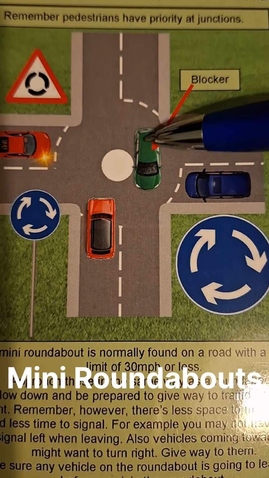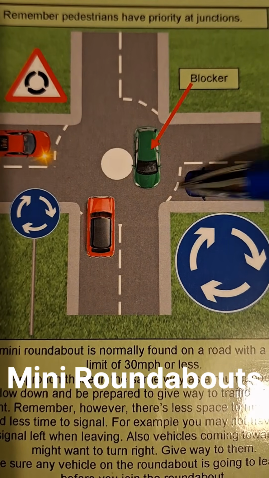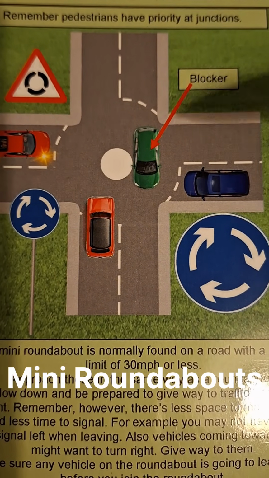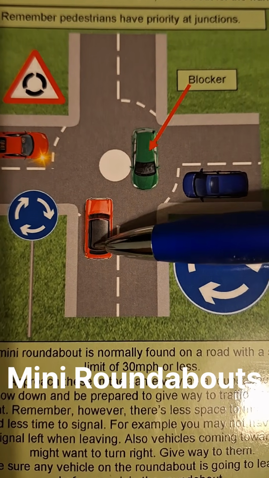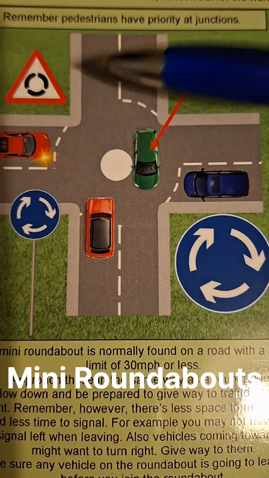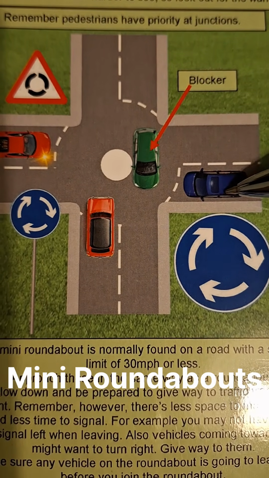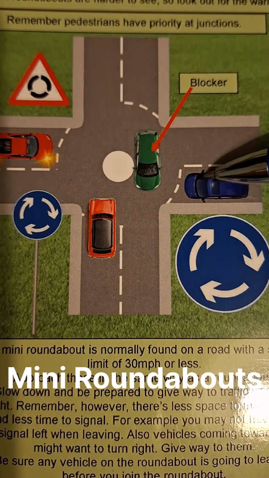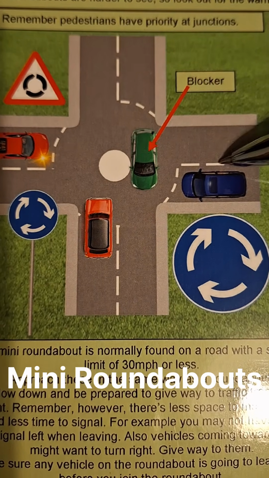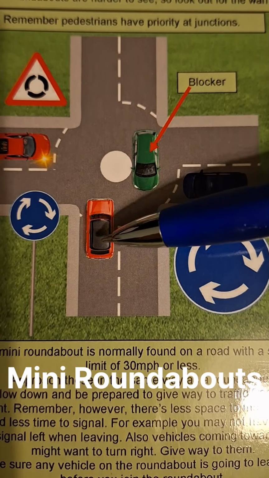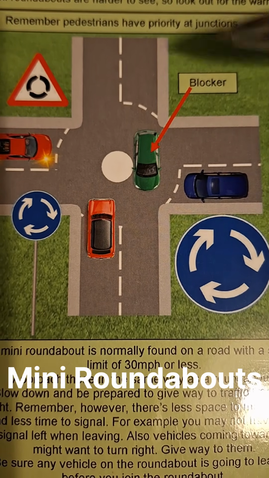Okay, so if this green one wasn't in the picture, this red one would potentially need to stop and let that one go across. Okay, if this blue one was indicating left, this red one could potentially carry on because the blue one's not coming our way, so we could carry on. We don't have to give way to that one. Okay, if this blue car is not indicating or is indicating right, so if it's indicating right, this red one would need to give way.